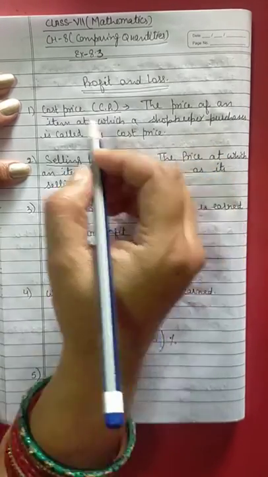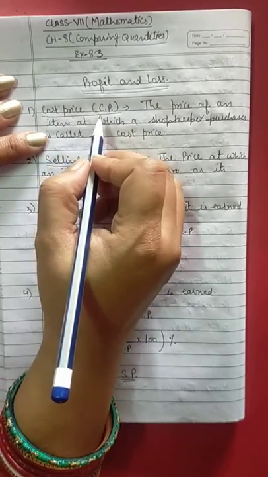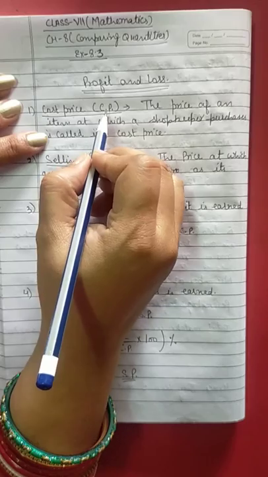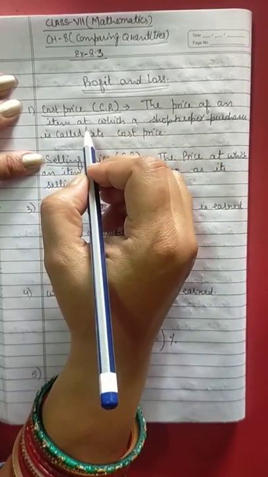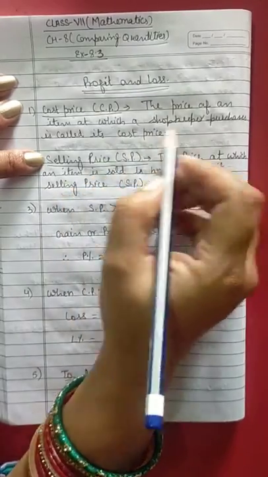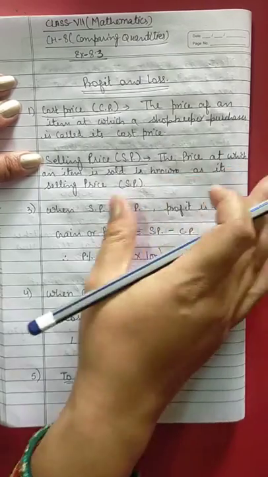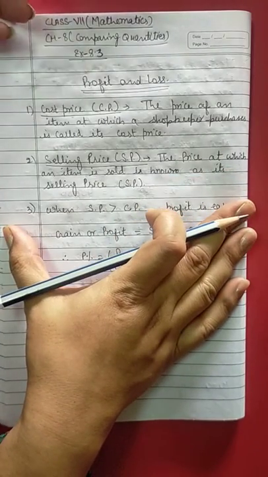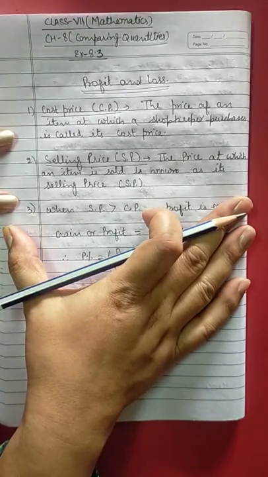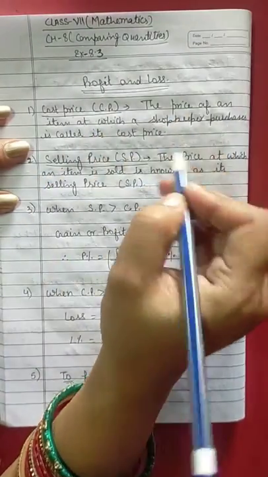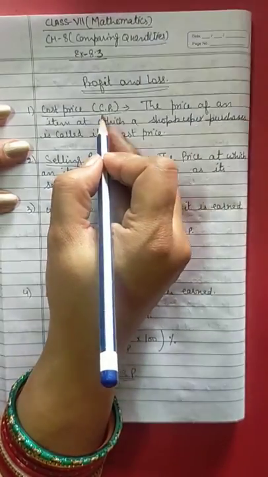First of all, we'll discuss the cost price. The cost price can be written as C.P. The price of an item at which a shopkeeper purchases it is called its cost price. Meaning, when you purchase an article from the shop, the shopkeeper has also purchased that article. The price at which the shopkeeper purchased it is known as the cost price. We can write it as CP.